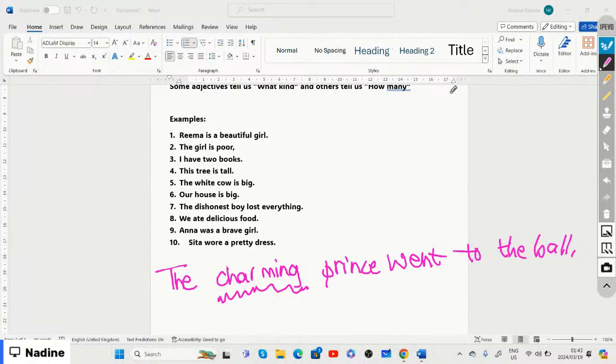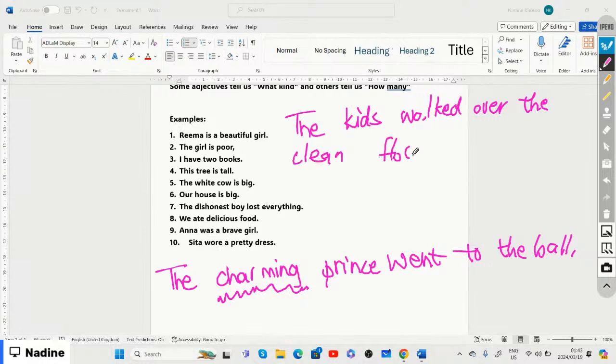And if we look at another sentence, we can say the kids walked over the clean floor. Our adjective over here is clean, because it tells us what kind of floor these kids walked over. The word clean can be tidy, fresh, pure. It is spotless, and it is the opposite of dirty, right?